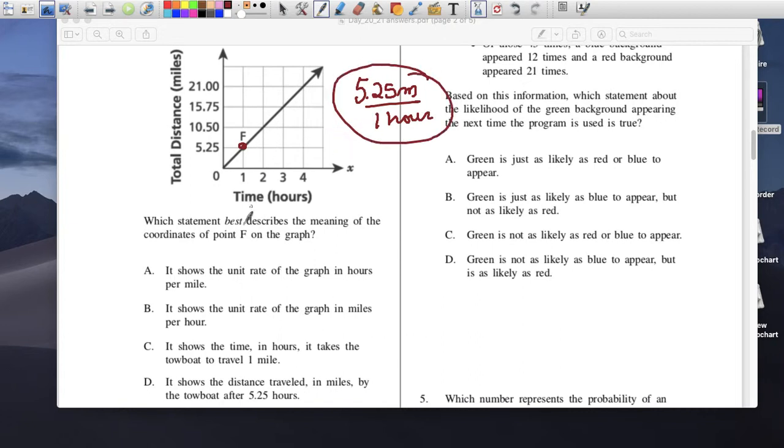So A shows the unit rate of the graph in hours per mile? No. It's not hours per mile, it's miles per hour, so that's gone. Shows the unit rate of the graph in miles per hour? Yes. Winner. It shows the time in hours it takes the towboat to drive 1 mile? No, it doesn't show that. It shows the distance traveled in miles by the towboat after 5.25 hours? No, it doesn't. It shows the miles traveled in 1 hour. So that's the one we want. B.